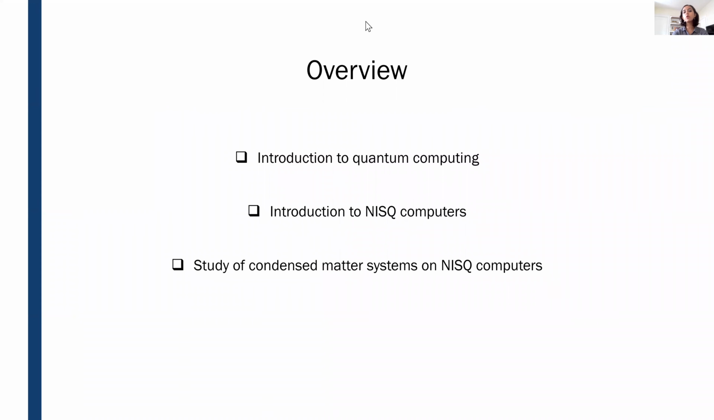So here's an overview of my talk. In the beginning, I'm just going to give an introduction to quantum computing. I'm sure many people already know, but if you don't, this will give you an idea of basically what quantum computer programming essentially means. And then I'll give an introduction to what are now being called NISQ computers. NISQ stands for near-term intermediate scale quantum computers, which basically categorizes the kind of quantum computers we have today. And then I'll move to studying examples of where we studied condensed matter systems on NISQ computers.